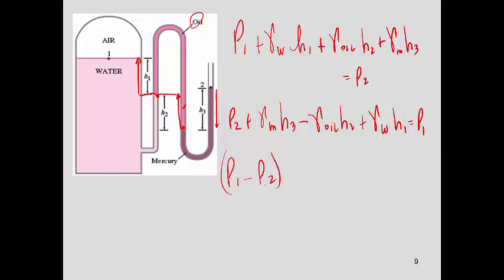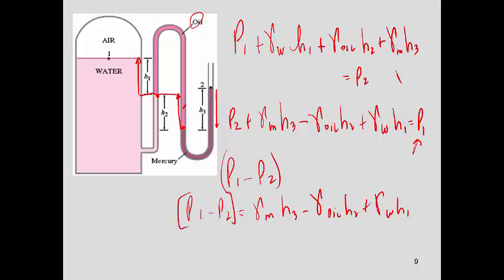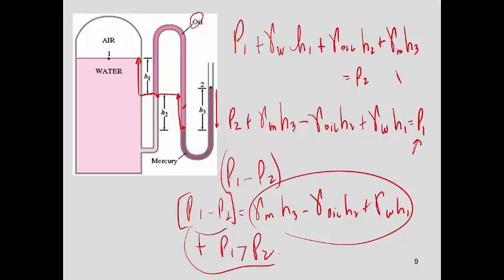And then the other thing is that if they ask for P1 minus P2, then of course use either one of those definitions. For example, I say P1 minus P2 equals gamma mercury H3 minus gamma oil H2 plus gamma water H1. So sometimes you don't have to know specifically what's P1 and P2, but you know the difference. Now here I have P1 minus P2, so if I get this value here and I get a positive value, then P1 is larger than P2. But if I get a negative value, then I know that P2 is larger than P1. Okay?